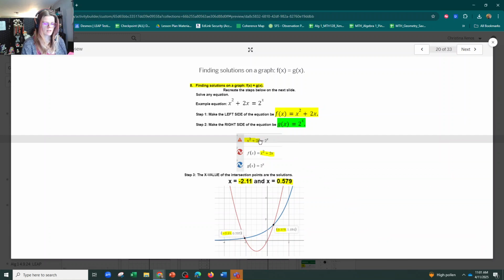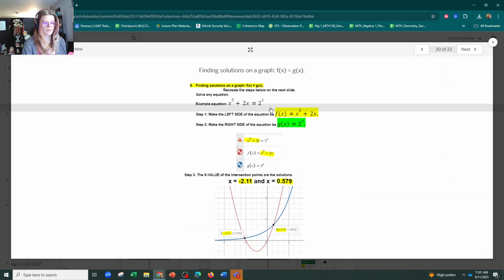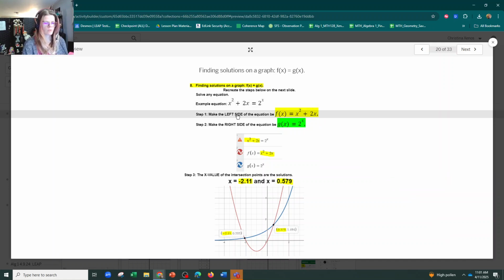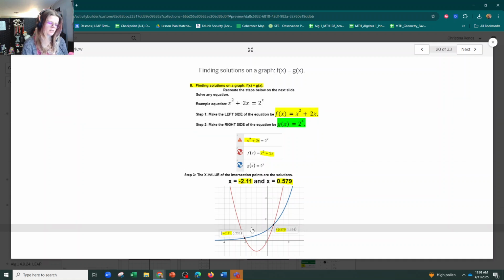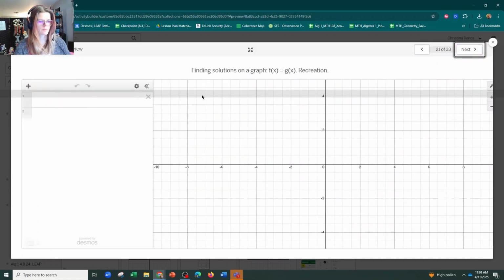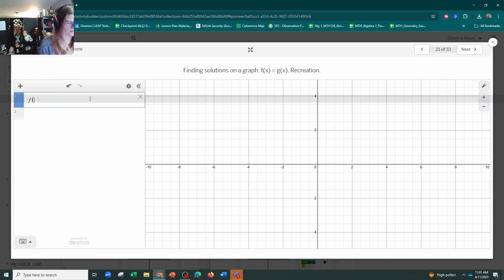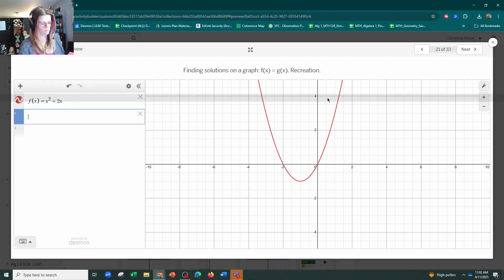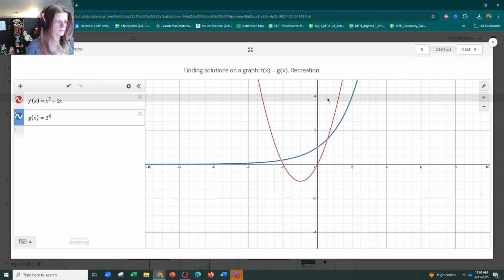So if you do the equation straight as it is on the LEAP test, it's not going to give you the answer. That function is disabled on the LEAP test. So if we employ this left side, right side strategy, then we can get two graphs and find those intersection points. So we got f of x equals x squared plus 2x. And then the second one was g of x equals 2 to the x power.